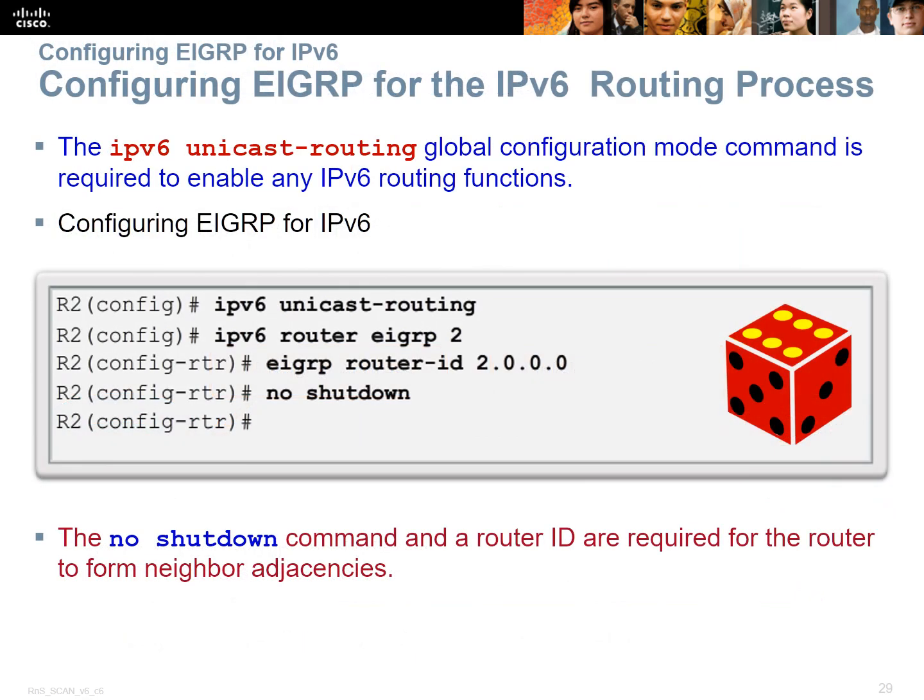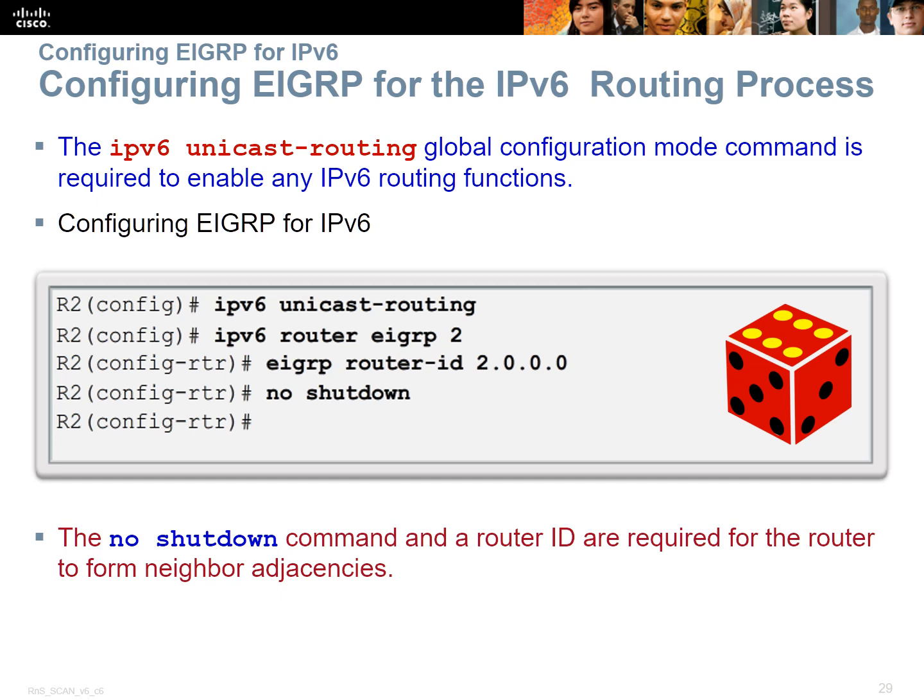So we need to first turn it on. Good old ipv6 unicast-routing. That's the universal command that should be on everything you ever do with IPv6. You've got to turn it on. Then ipv6 router eigrp and a number. Once again, that number is the autonomous system number, and that number must be the same on all of your equipment. Then we give a router ID, and that's why the no shutdown command is there, because if you don't have the router ID, EIGRP can't begin.